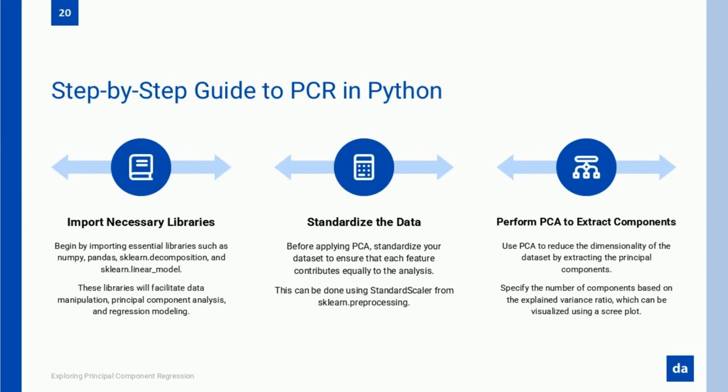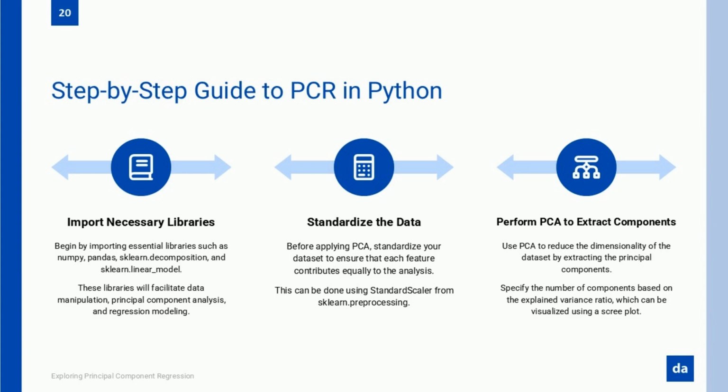Applying principal component regression, PCR, in Python follows a structured workflow utilizing powerful libraries such as scikit-learn and pandas for data preprocessing, dimensionality reduction, and regression modeling. Python's flexibility makes it a popular choice for implementing PCR, especially in machine learning applications where scalability and integration with other analytical tools are essential. The first step in implementing PCR in Python is importing the necessary libraries.